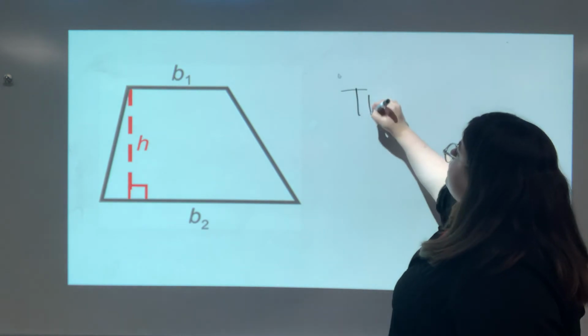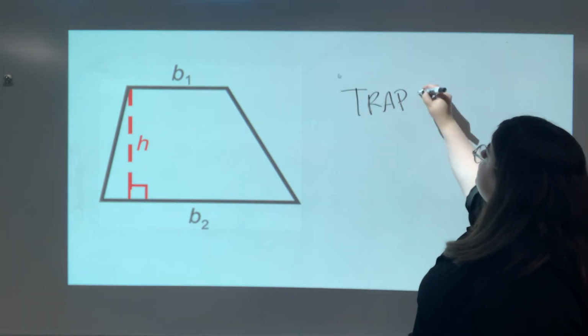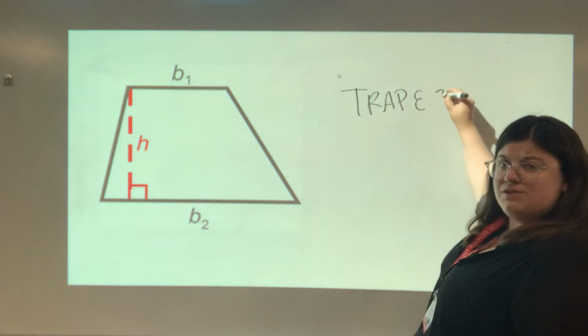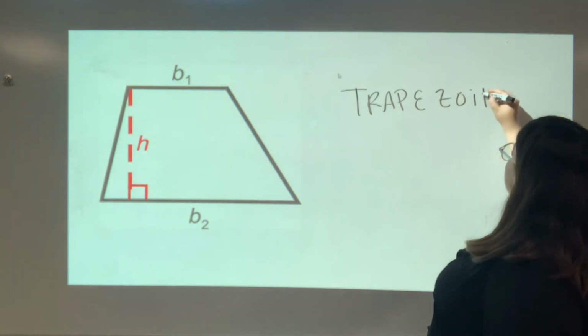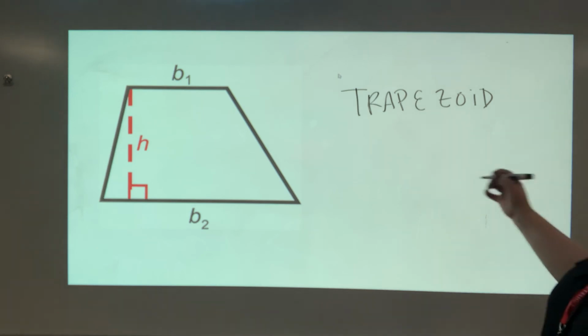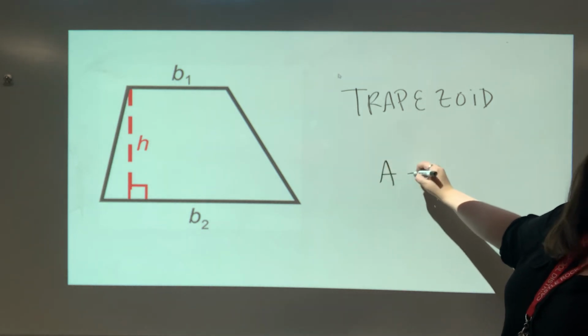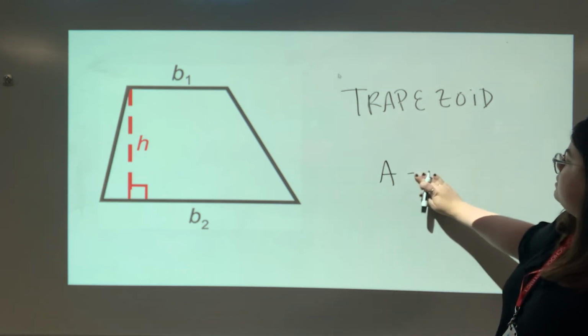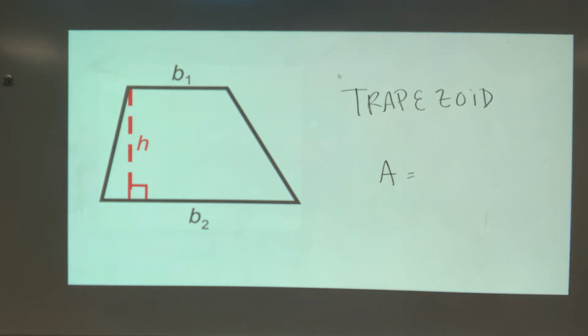So for a trapezoid, did I spell that right? Okay, doesn't matter. You know what I'm talking about. For the trapezoid, your area formula is going to be, oh my gosh, happy Monday. I'm doing this on a Monday.